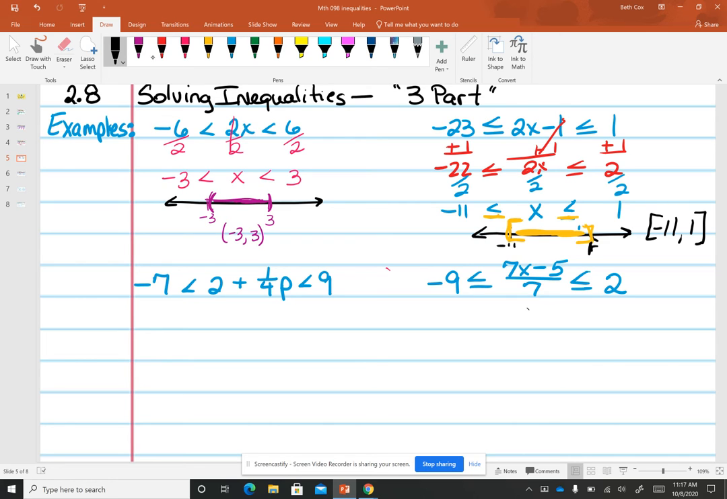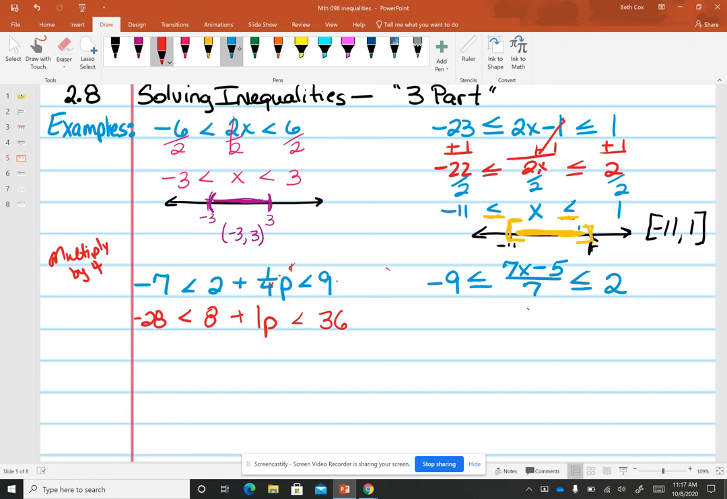Okay, so now these with the fractions. All right, so we want to clear the fractions first. So I'm going to multiply everything by 4 to clear the fractions. When I take -7 and multiply it by 4, I get -28. 2 times 4 is 8. And now when I do this one, the 4 cancels out, and I'm just left with the 1p. And then this one will give me 36.